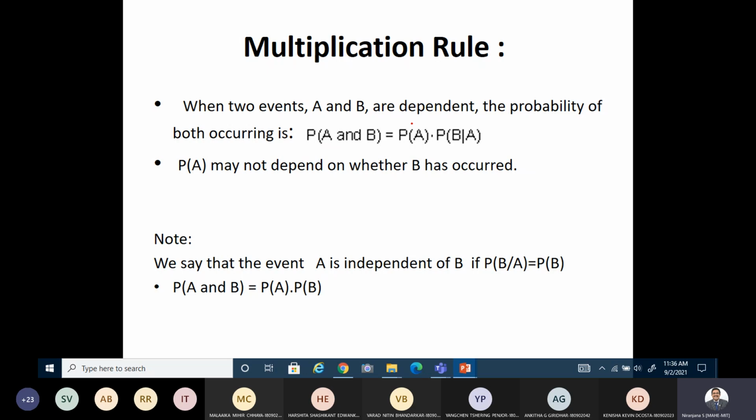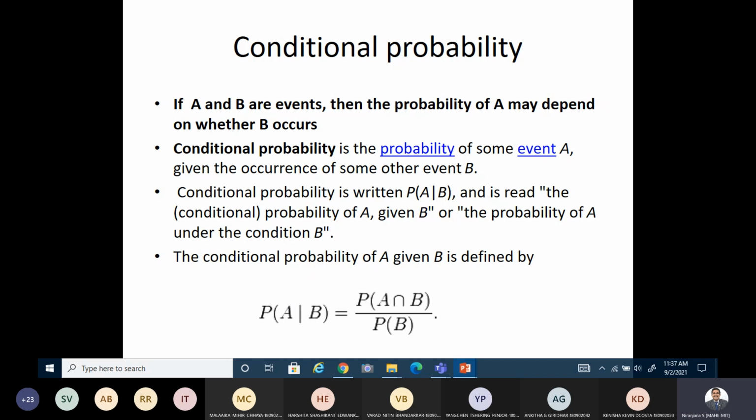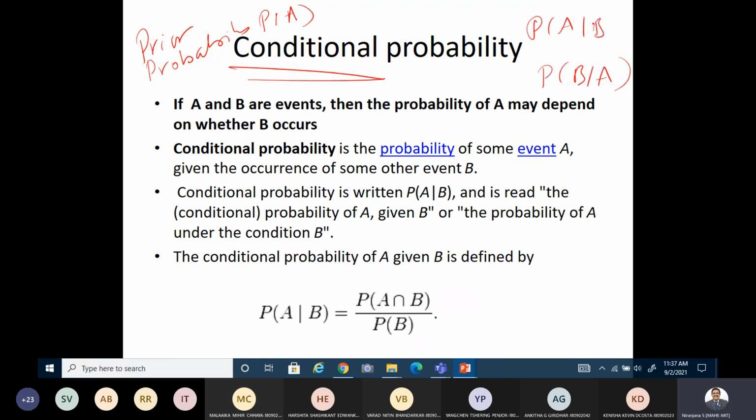You may see this kind of representation of probability where P of A is said to be the prior probability, whereas this other probability is said to be the conditional probability. I think all of you studied these two terms, right? Two probabilities: one is conditional probability, one is prior probability. P of A is the prior probability. P of B given A, or P of A given B, is a conditional probability.